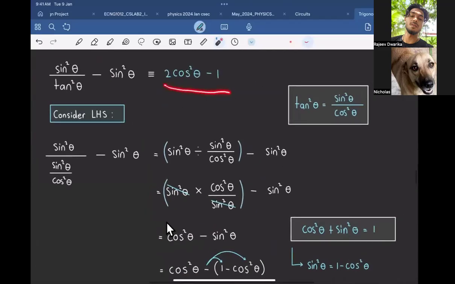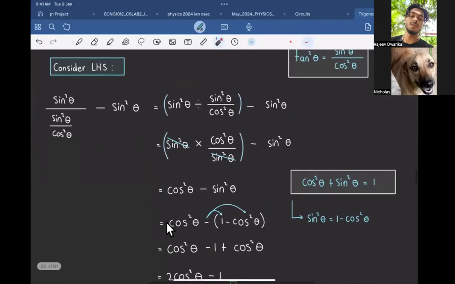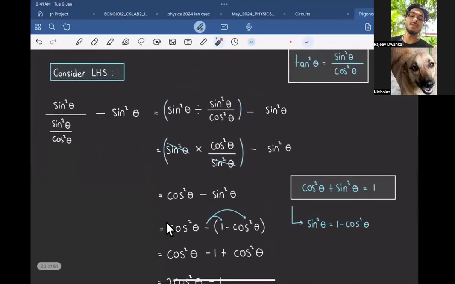Now we're trying to get 2 cos squared theta minus 1. Nicholas, in what we are trying to get, are you seeing any sine terms? No. So what we have to do is replace sine squared theta with something in terms of cos theta. We know that cos squared theta plus sine squared theta is equal to 1, and I could make sine squared theta the subject. So sine squared theta is equal to 1 minus cos squared theta. So I replace the sine squared theta with that.